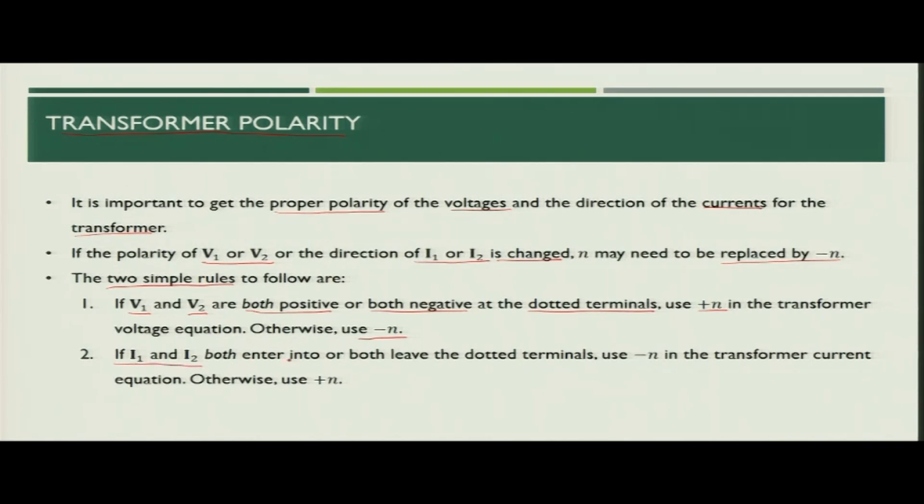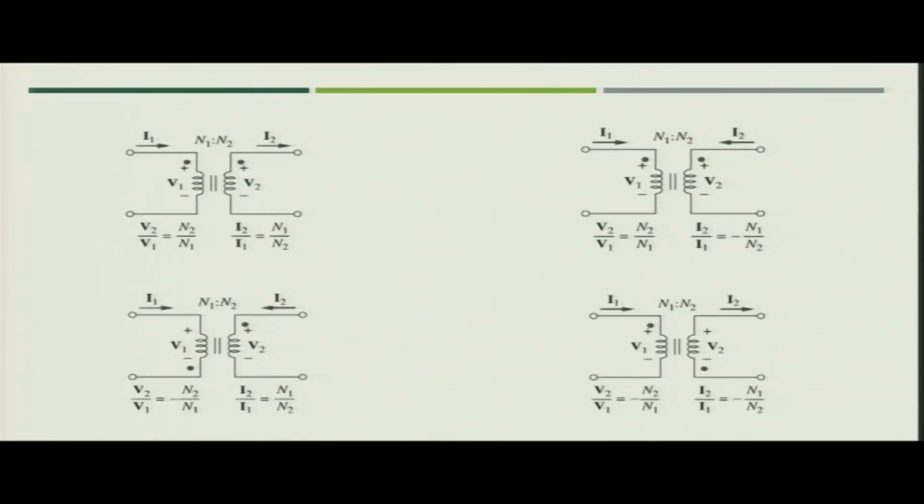Now, if currents I1 and I2 both enter the dotted terminal or both leave the dotted terminal, we use minus N in the transformer current equation, otherwise we will use plus N. So, using these two rules, we can figure out that there are 4 possible combinations. We discussed in the last class that these are the 4 combinations where the voltage polarity is the same, that is why V2 by V1 is equal to N2 by N1, that means equal to plus N. Here I2 by I1 is also N1 by N2 because one is going inside the dotted terminal and the other is coming out from the dotted terminal.